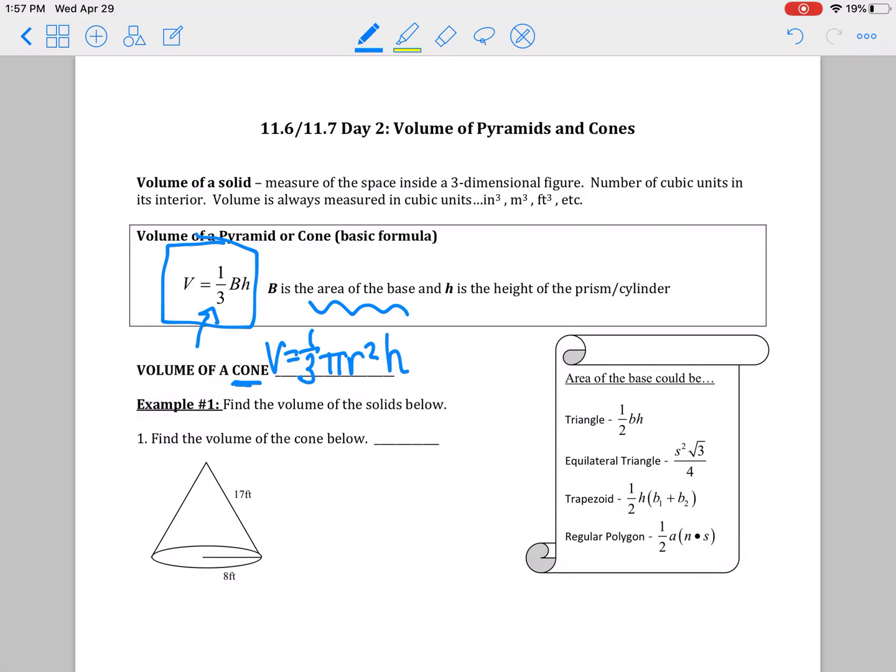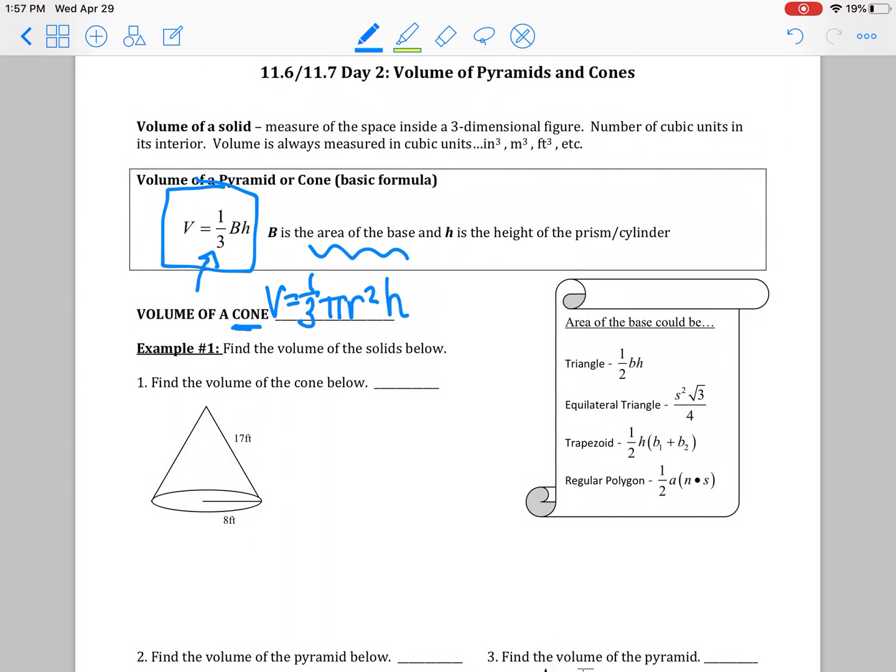So let's look at our example below and see what we have. Well, we know the radius is 8. Do we know the height? Some of you may have wanted to say 17, but that's actually our lateral height. That's not the same as our actual height.